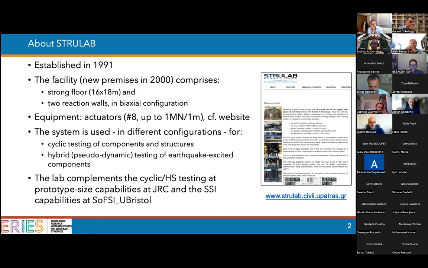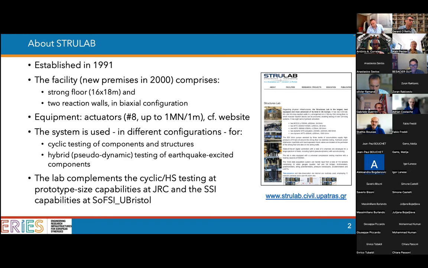The equipment employed includes about eight actuators of 1 meganewton, 1 meter capacity. One can find the specific details on our website. The system can be configured in different ways so that cyclic testing of components and structures can be realized, and also hybrid and dynamic testing of earthquake excited structures. The lab complements the prototype size capabilities for cyclic or hybrid simulation testing at the Jones Research Center. In our lab, the size and the scale is a bit smaller.